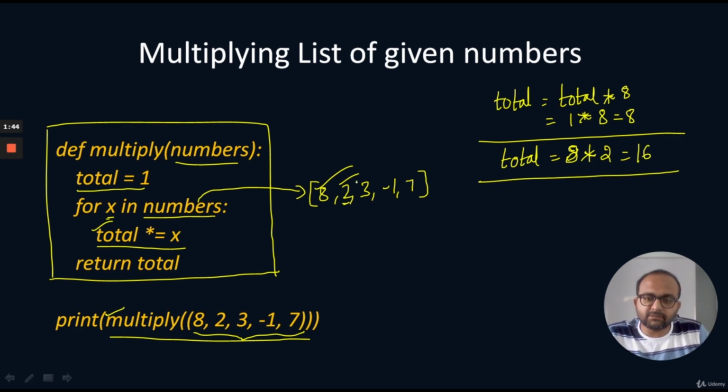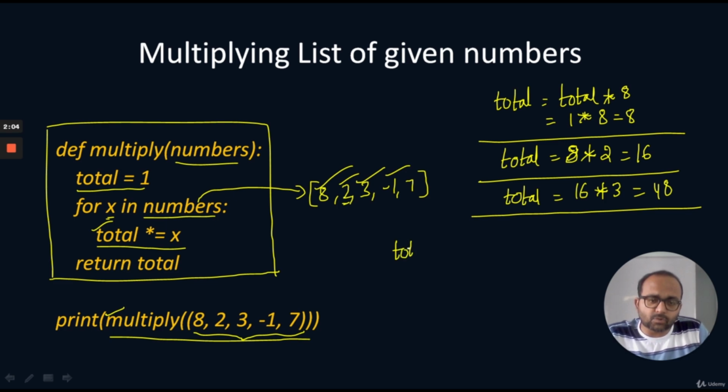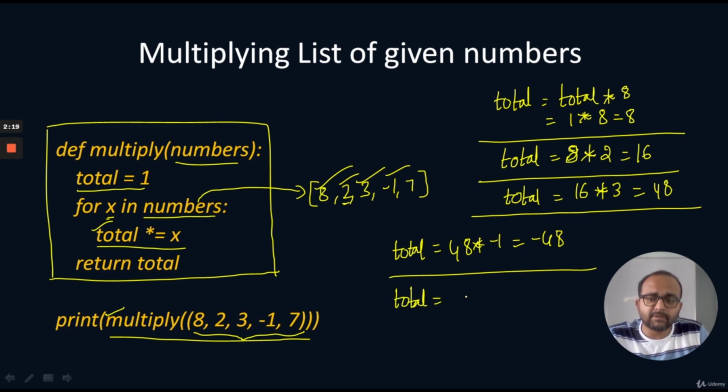In the next iteration, the third element is multiplied. So total is equal to total into x, 16 into 3. This value will become 48. In the next iteration, similarly, the next element will be multiplied. That is total is equal to total into -1, which is 48 into -1, value will become -48. In the next iteration, total is equal to total into x, so -48 into 7.